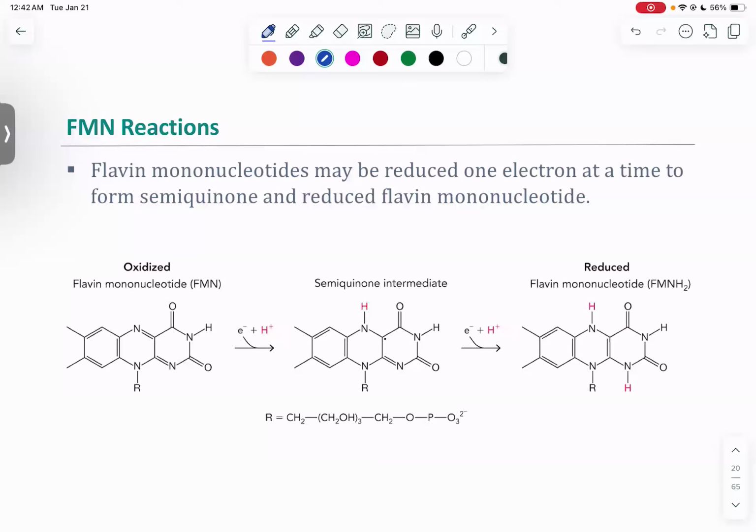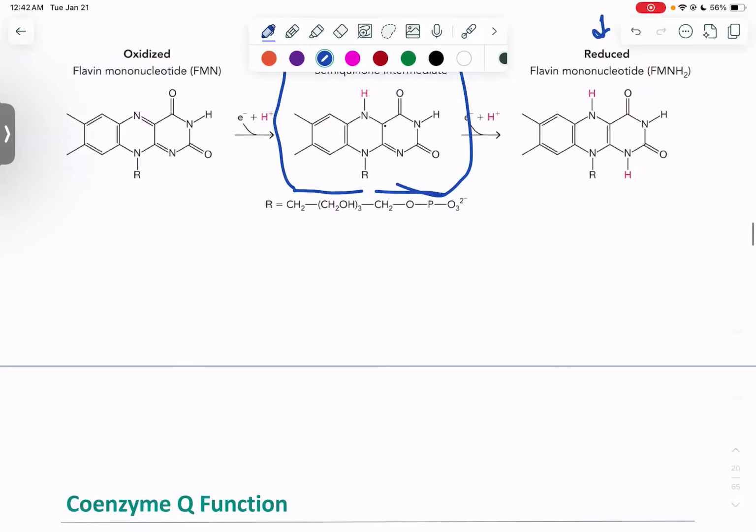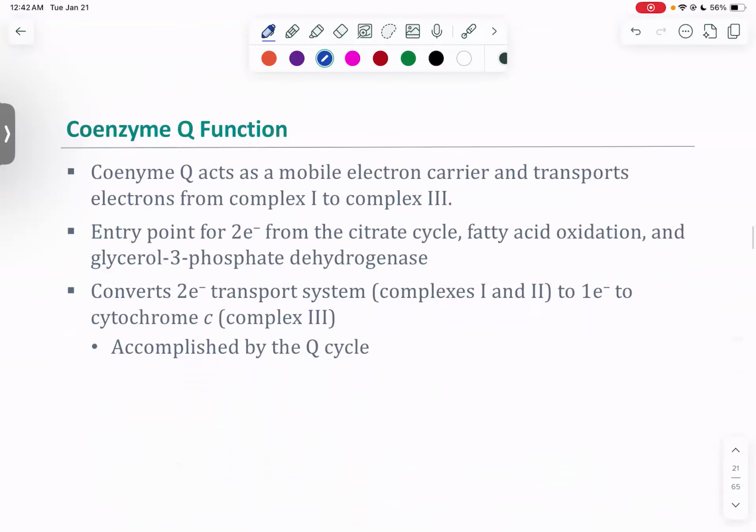So if we look at kind of the structure of our FMN reactions, you're going to see the same nitrogen containing rings and things like that. And they pick them up one at a time in order to make those semiquinone. This is your semiquinone intermediate, right? To all the way your reduced flavin mononucleotide. But you don't have to remember structure. That's fine. Okay, so coenzyme Q, that's where we kind of left the story off.